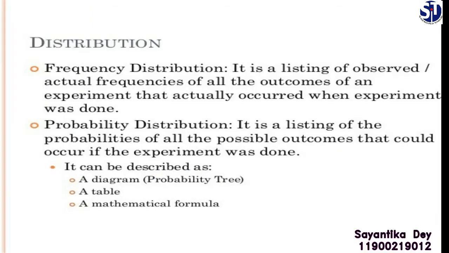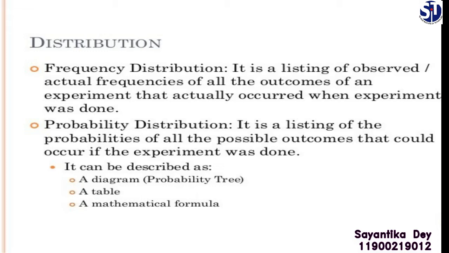So let's start. There are two types of distribution: frequency distribution and probability distribution. Frequency distribution is a listing of observed actual frequencies of all the outcomes of an experiment that actually occurred when the experiment was done. Probability distribution is a listing of the probabilities of all the possible outcomes that could occur if the experiment was done.